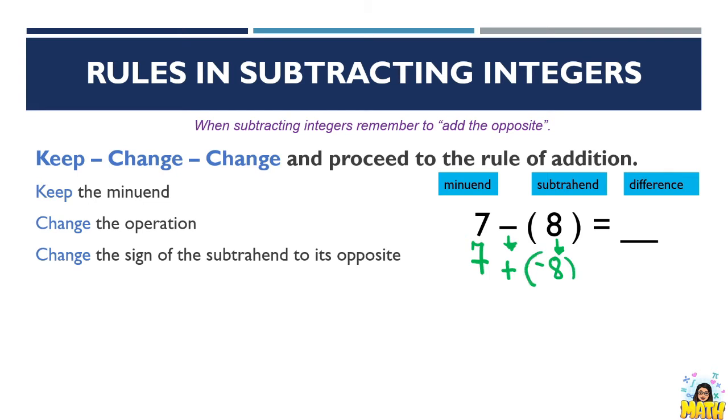So now as you can see, naging addition sentence na ito. So we need to proceed to the rule of addition. What is the rule? When we add different signed numbers. Yes, so we need to subtract the absolute values. So 8 minus 7, 1. And copy the sign of the higher absolute value. So the answer in this subtraction sentence is negative 1. Ayun ang ibig sabihin ng add the opposite.